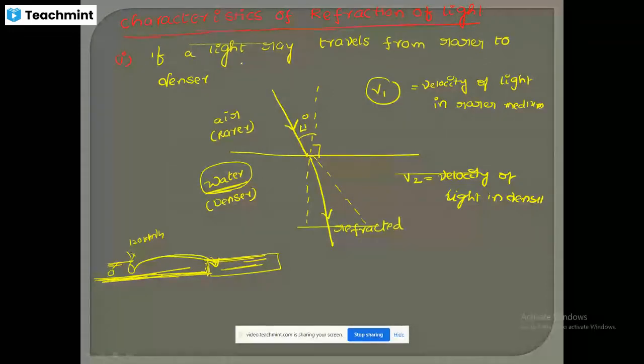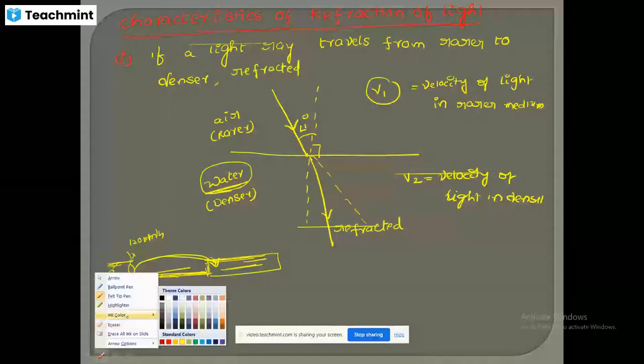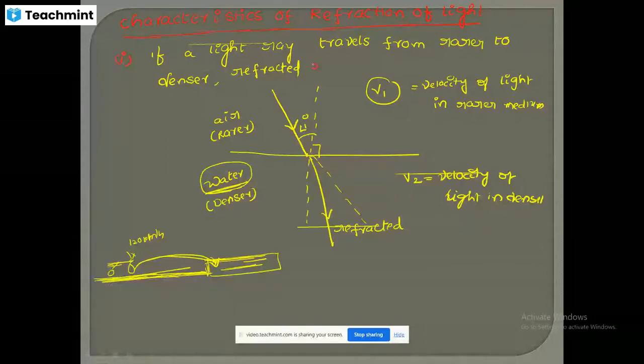So the first characteristic is here. Whenever a light ray travels from rarer to denser, the refracted ray bends towards the normal. This is very, very important, we need to remember it. This point is very important. Whenever the light travels from rarer to denser, the refracted ray bends towards the normal. So this is the actual ray, and this is the normal. This is called the refracted angle. This is the first characteristic of a refracted ray.